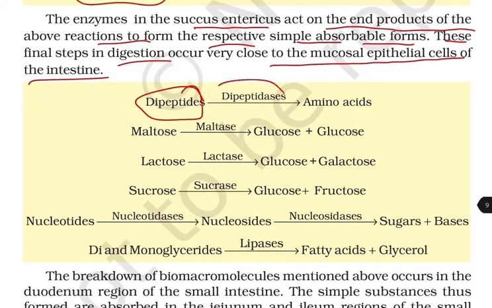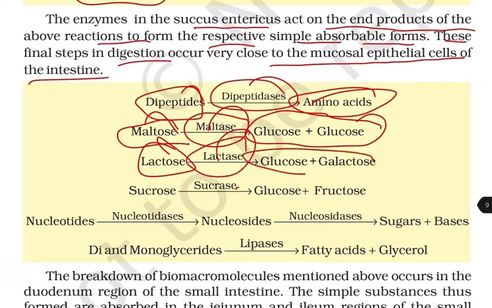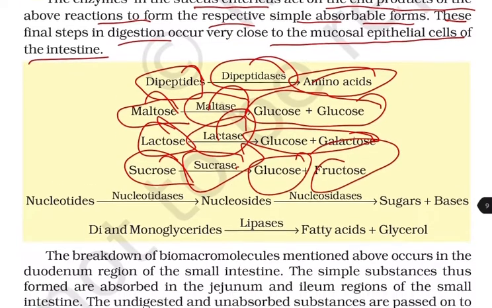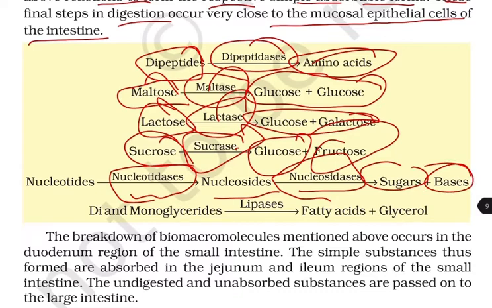Here, dipeptides in the presence of dipeptidases get converted into amino acids. Maltose in the presence of maltase gets converted into glucose and glucose. Lactose in the presence of lactase is converted into glucose and galactose. Sucrose in the presence of sucrase is converted into glucose and fructose. Nucleotides in the presence of nucleotidases get converted into nucleosides, and nucleosides in the presence of nucleosidases get converted into sugars and bases.